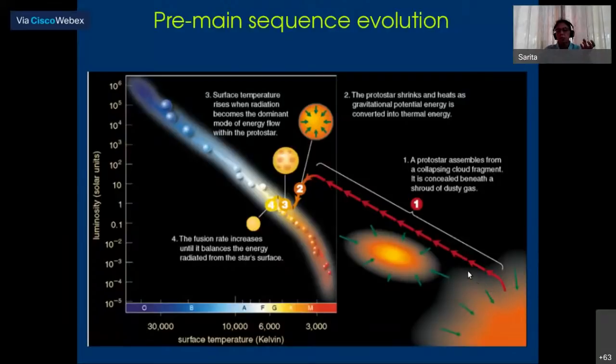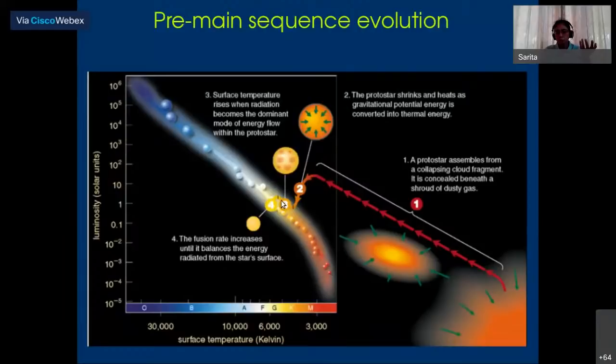Over time, because it is collapsing, the temperature is rising and the luminosity is increasing, because the energy being generated is gravitational potential energy getting converted to thermal energy, not nuclear fusion, and that is being released from the surface. So it seems to have some luminosity, and over time the luminosity and temperature of the protostar itself increase. This is where the protostar is assembling from a collapsing cloud fragment, and then it heats up, and it undergoes various processes. I'm not going into those details, but at some stage it forms a main sequence star.